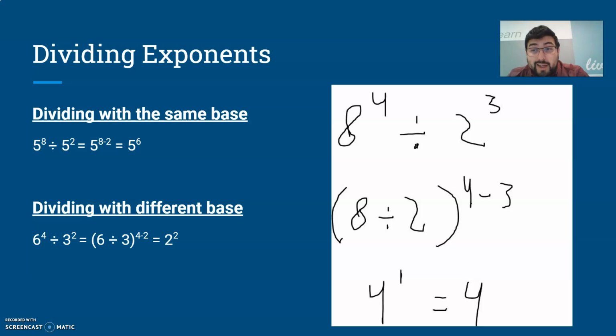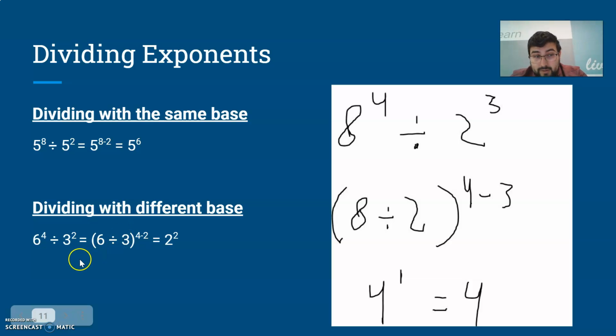Now to divide exponents, you're doing the opposite. So you're subtracting. If you're dividing with the same base, where it's 5 to the 8th divided by 5 to the 2nd, you're going to keep that same base of 5, but you're just subtracting 8 minus 2, and that would be 6. So 5 to the 6th, and then do what you got to do to solve it. 5 times 5 times 5. You get the drill now.